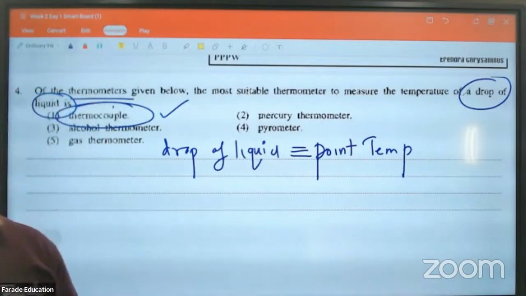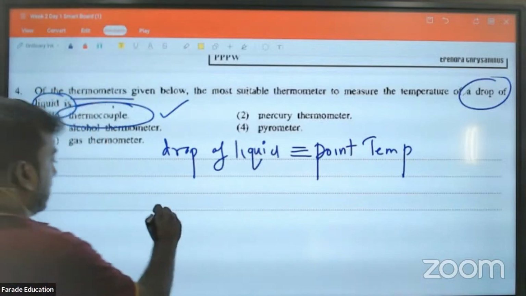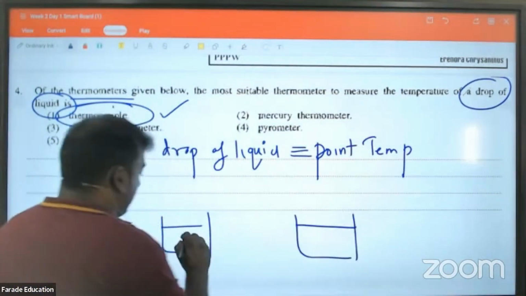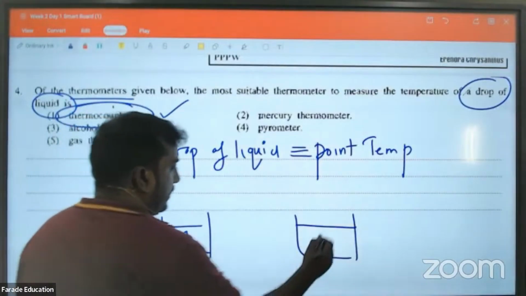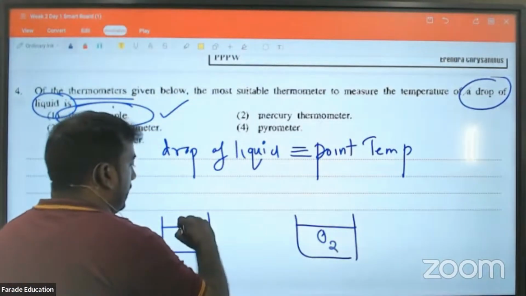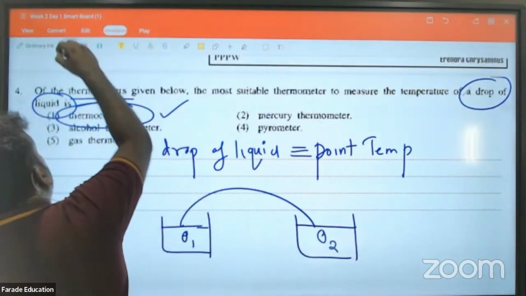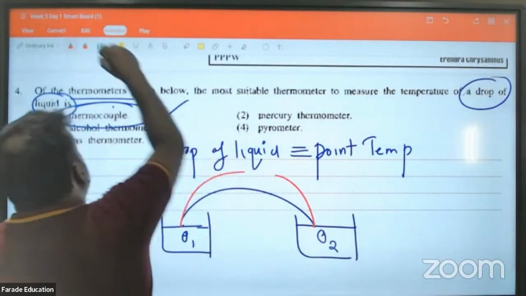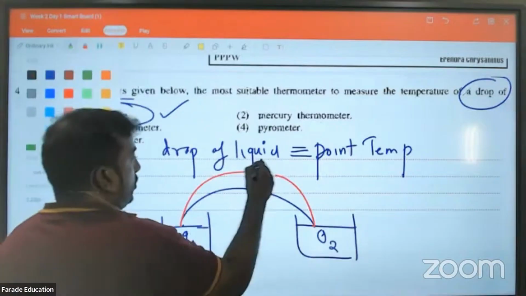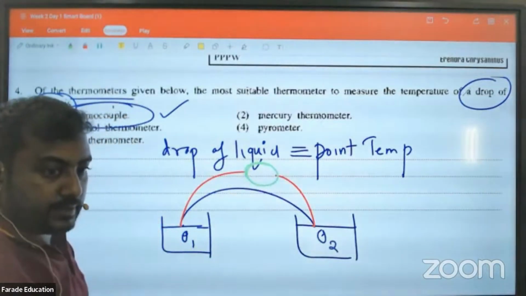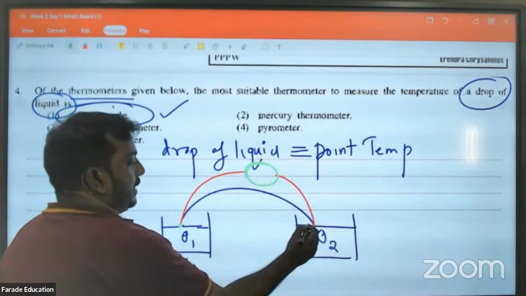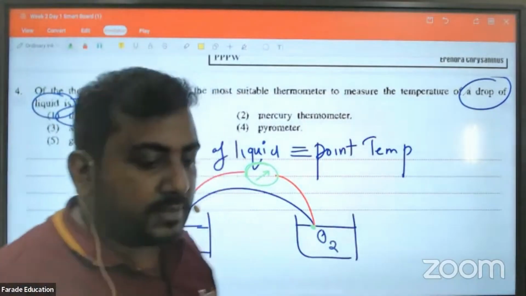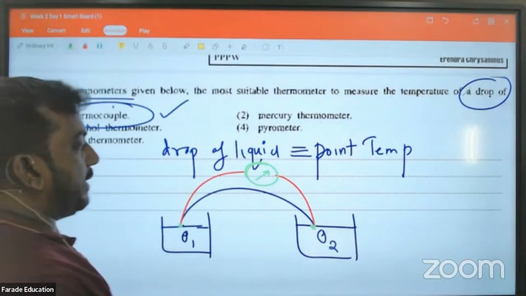Write a small sentence. Now, how does a thermocouple look? These junctions are at different temperatures, let's say theta 1 and theta 2. Here you'll have one metal, here you have one metal, and here you have another metal. That is connected to a center-zero galvanometer. Once there is a different temperature here, there is a voltmeter reading. So depending on that voltage reading, we can get an idea.